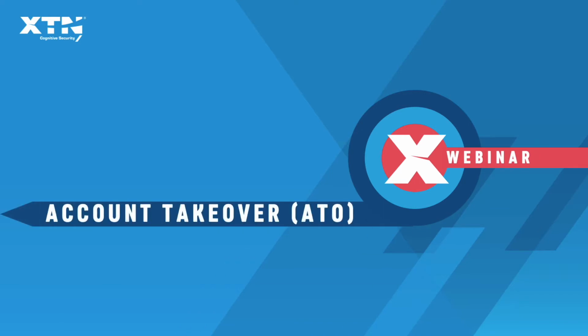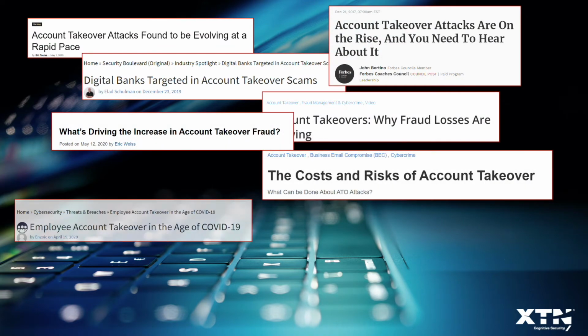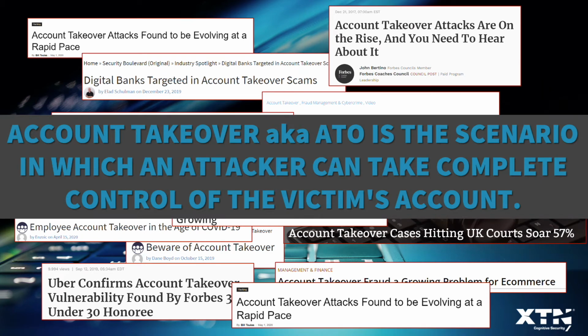Today we'll talk about one of the most common threats out there, account takeover. In particular, we'll focus on how it affects online services and how to prevent it. Account takeover is the scenario in which an attacker can take complete control of the victim's account.